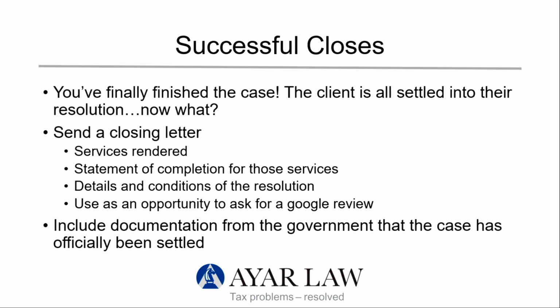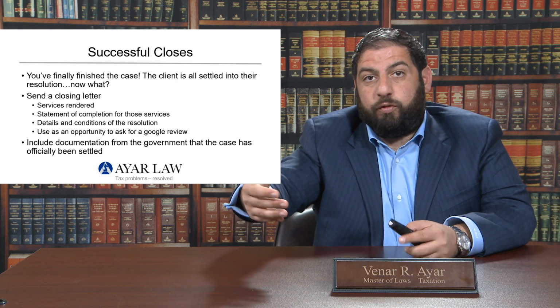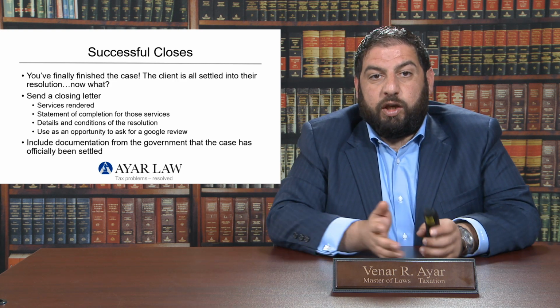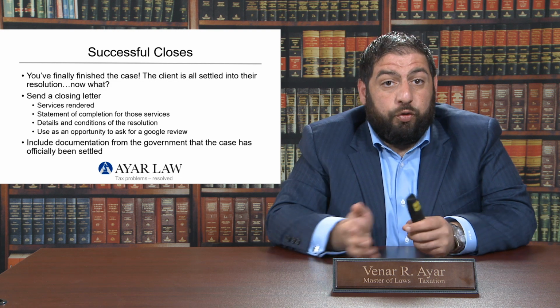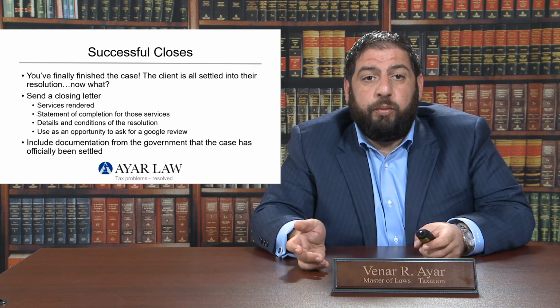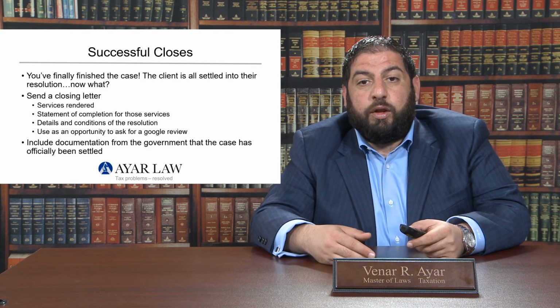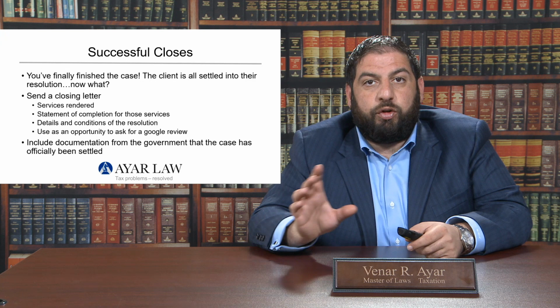Like with an offer, you have to make sure you file on time going forward for the next 5 years. Don't accrue any new balances. Make your payment by this date, or if you're in an installment agreement, you give them the instructions. Use it as an opportunity to thank them for their business and ask them for a review. And then include any documentation from the government that shows that the case has all officially been closed.